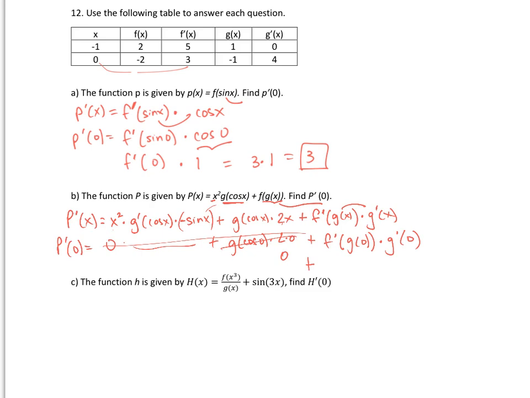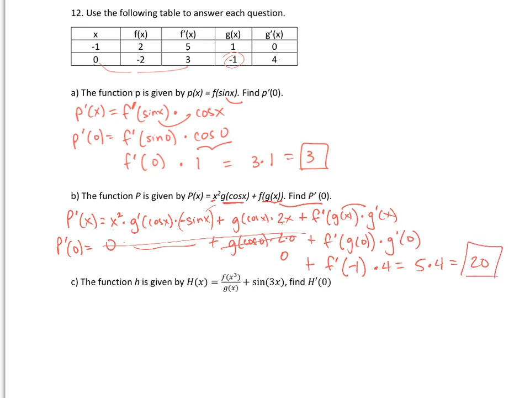All right, let's see what this ends up being. F prime, well, what's g of 0? G of 0, I look up here, and it's going to be negative 1. Times, what's g prime of 0? G prime of 0 is a 4. So now I need the f prime of negative 1. Here's negative 1, here's f prime. That gives me 5 times the 4, which will give me 20 total as my answer.